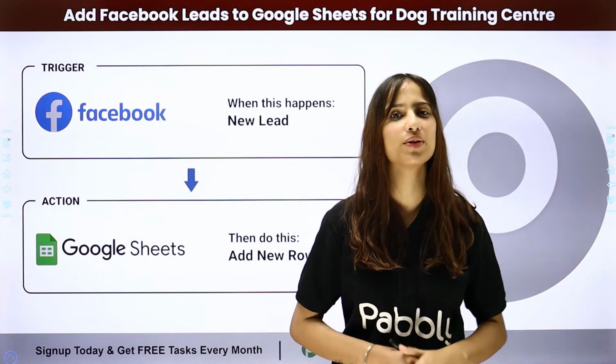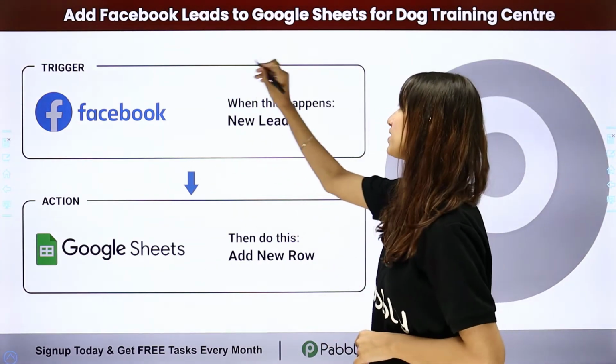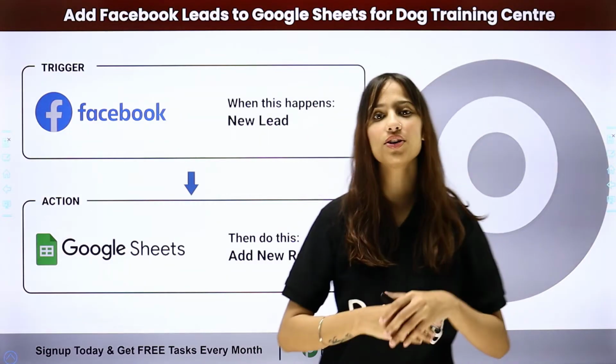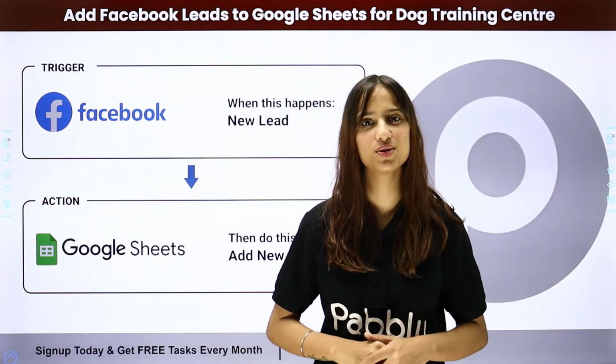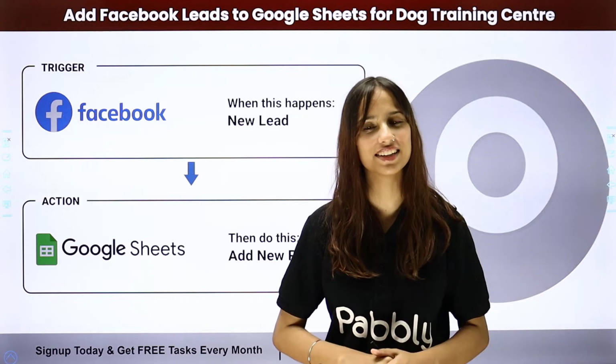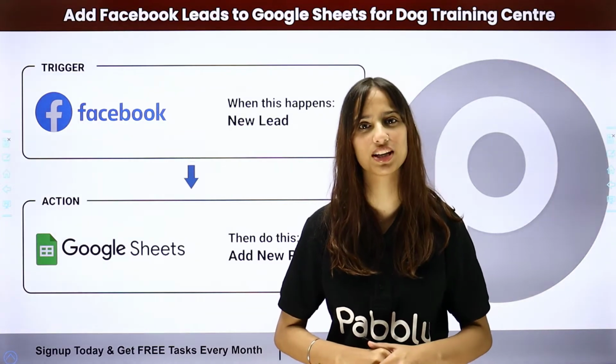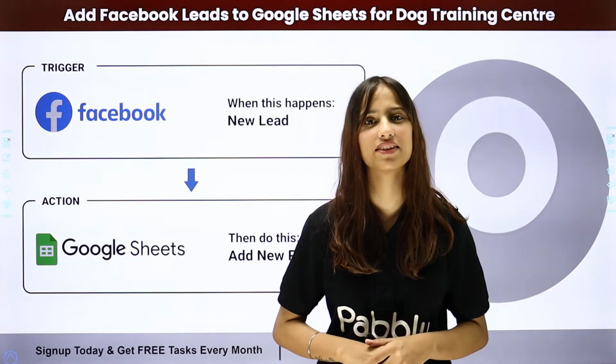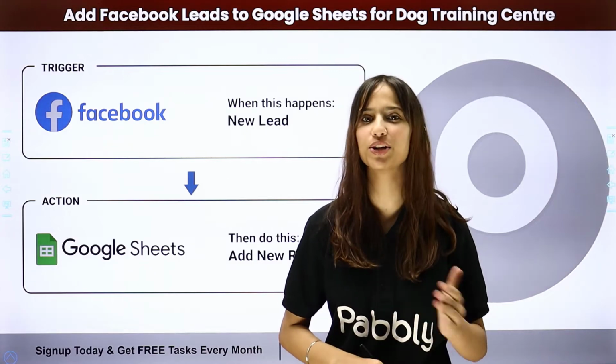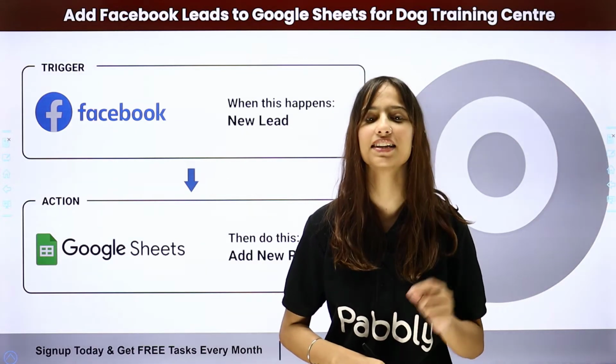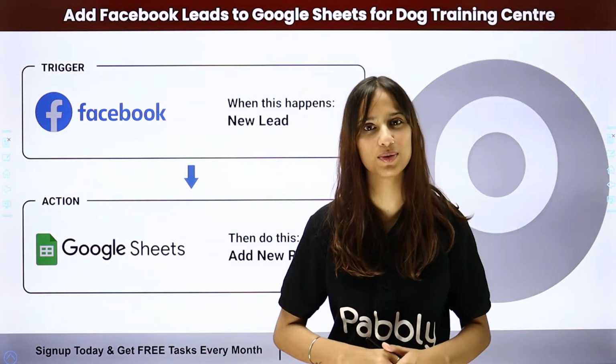So in today's video, we are going to understand how to add Facebook leads to Google Sheets for dog training center. So here let's assume that I have a dog training center and to promote it, I'm using Facebook lead ads. So here my objective is that whenever I'm going to receive a new lead through Facebook lead ads, then I want to add the lead details in my Google Sheets.